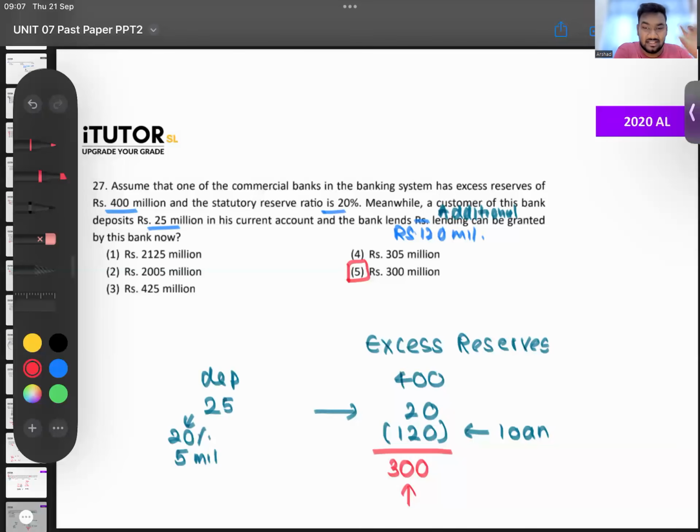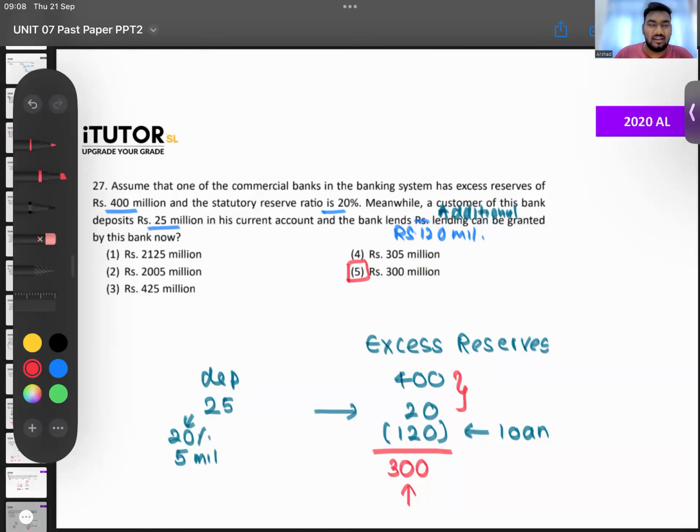So re-explaining guys, at the beginning they said the bank had 400 excess. That means that is the amount of additional lending that can be given. Customer came and deposited 25. From that 25, you can't give the entire thing as loans. No? 20% you have to keep SRR. So only the remaining 20 you can give out as loans. From the 25, 5 SRR, remaining 20 you can give out as loans. So now the bank had 420 million that they could have given out as loans. Okay, excess reserves. Then what happened?